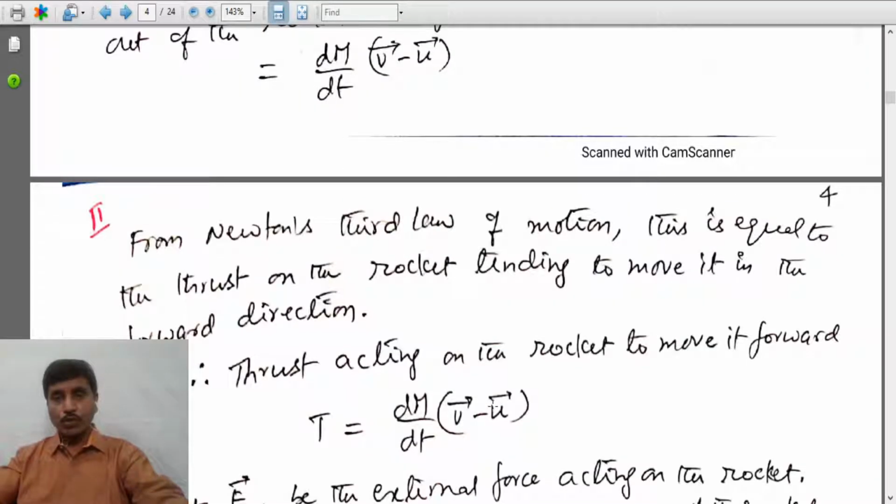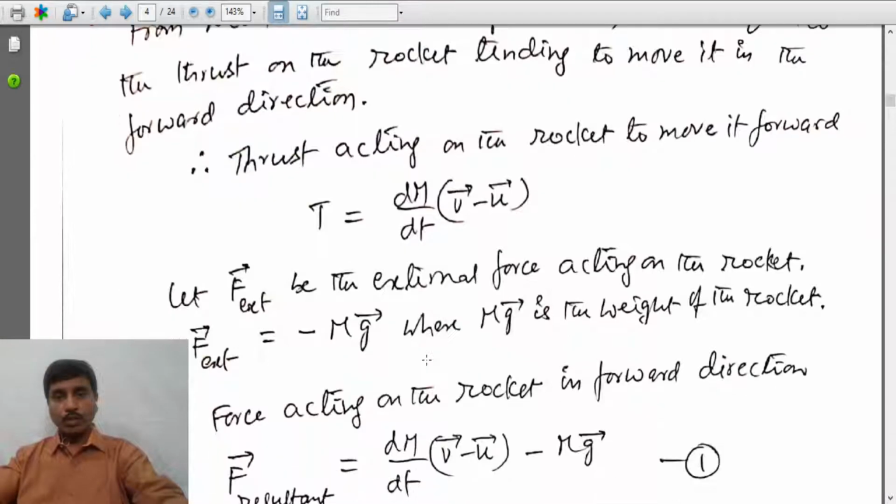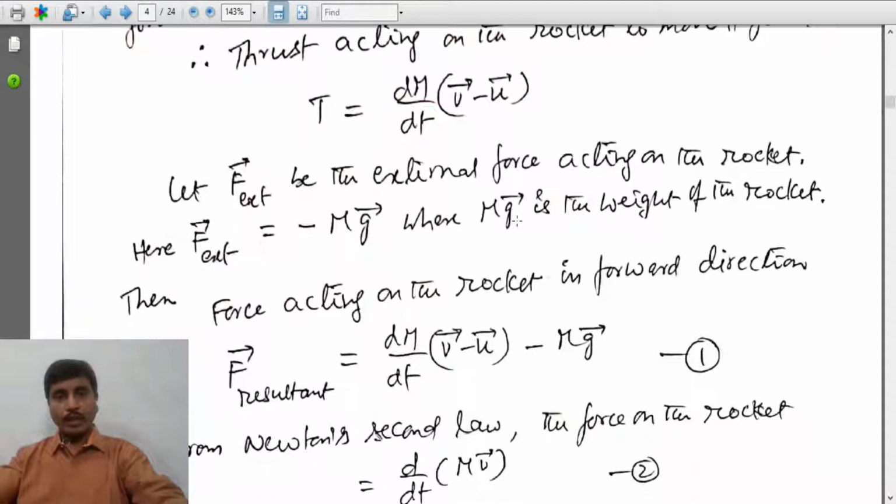From Newton's third law of motion, this is equal to the thrust on the rocket tending to move it in the forward direction. Therefore, thrust acting on the rocket to move it forward is T is equal to dm by dt into (v bar minus u bar). Let F bar external be the external force acting on the rocket. Here F bar external is equal to minus mg bar, where mg bar is the weight of the rocket. Then force acting on the rocket in forward direction, F bar resultant is equal to dm by dt into (v bar minus u bar) minus mg bar. This is equation 1.